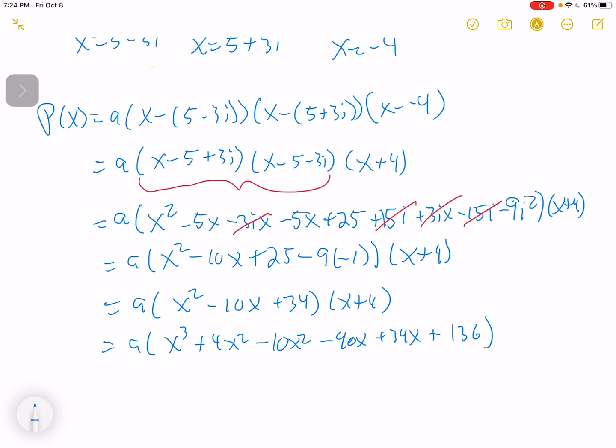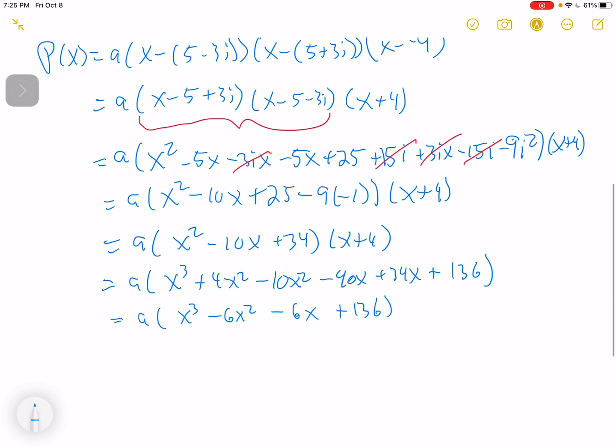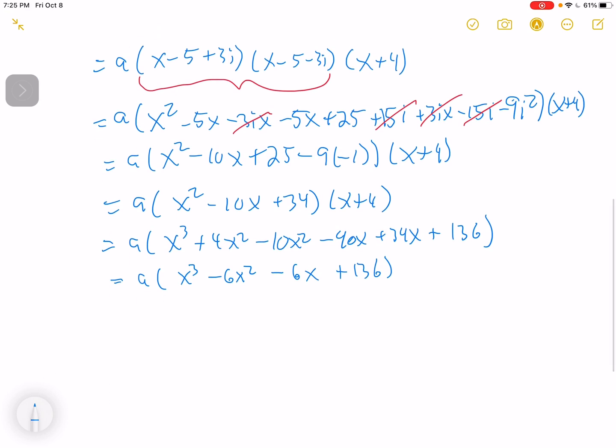So that's my p of x. Let me clean that up a little bit. We're going to have a times x cubed minus 6x squared. Then we have minus 40x plus 34x, which is another minus 6x, interesting. And then we have plus 136. That's our p of x.